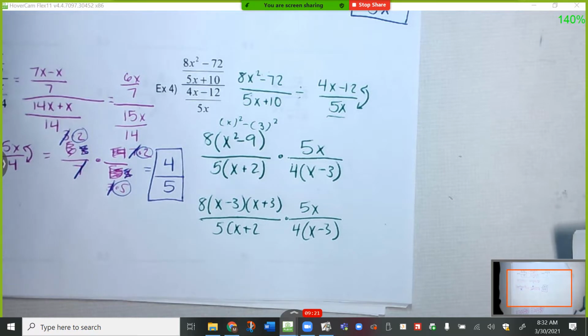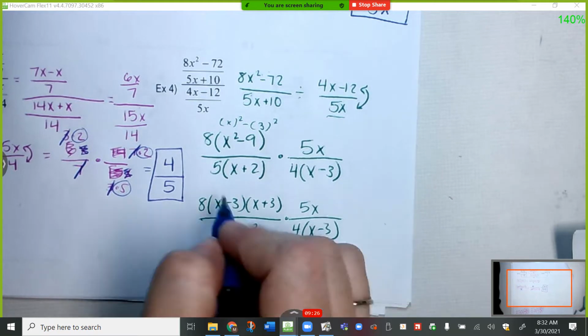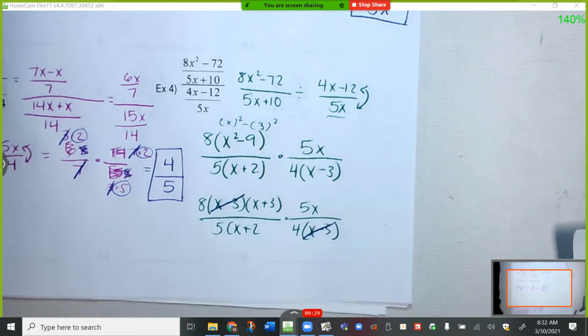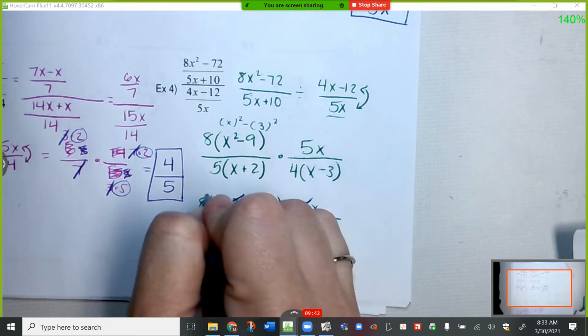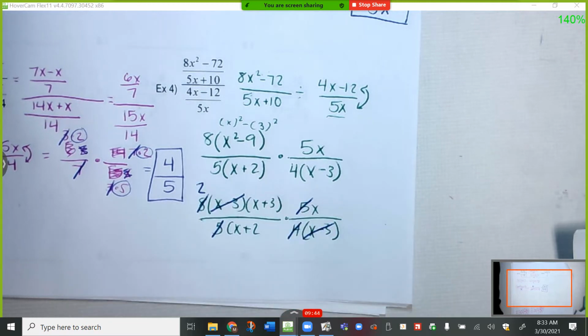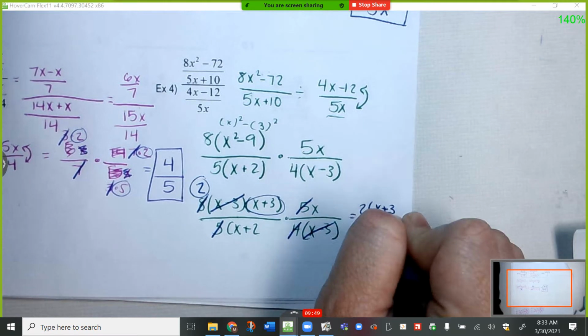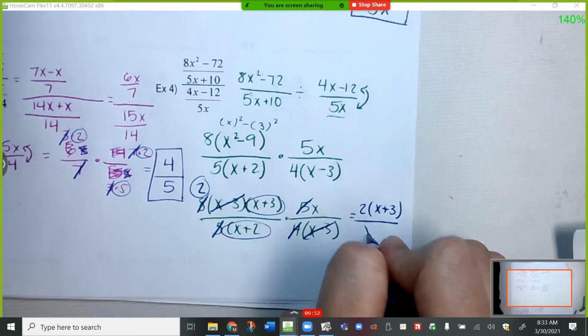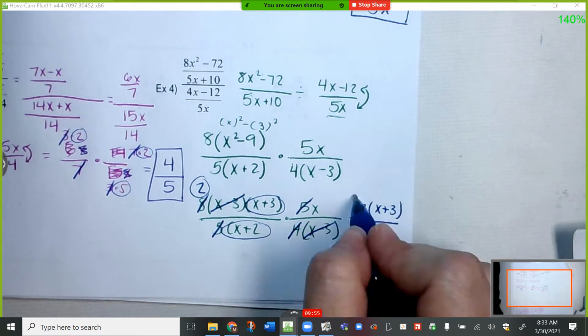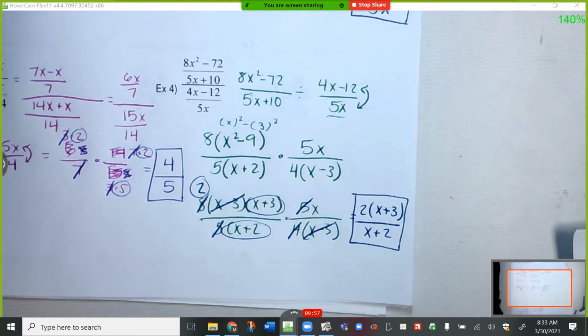Now that it's fully factored, I can cancel and then simplify. So what cancels? What else? 5. Now, can 8 simplify with the 4? Yeah, what's 8 divided by 4? Okay, nothing else simplifies, so I'm left with 2x plus 3 over x plus 2. And now nothing here simplifies, and that's my answer.